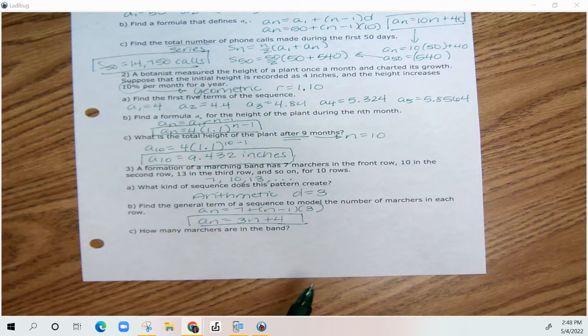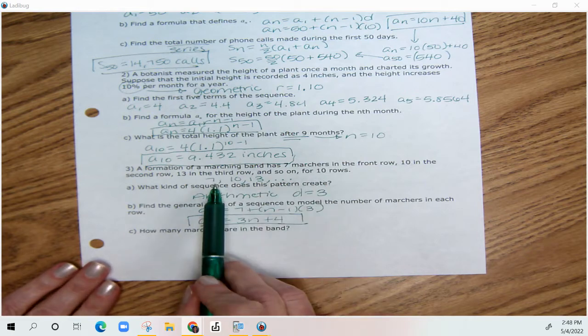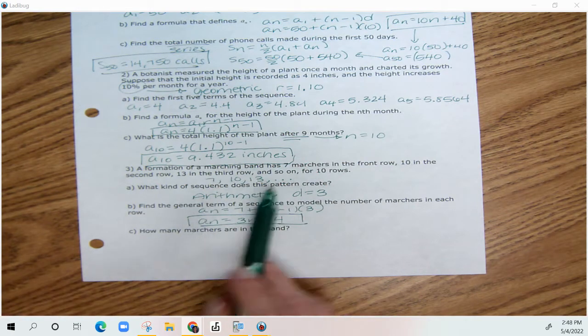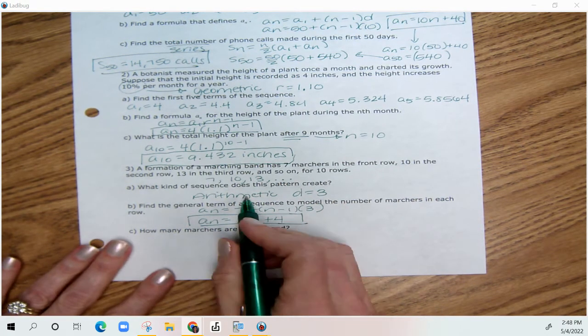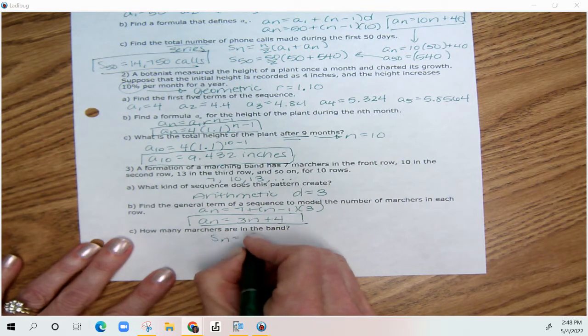Then C says how many marchers are in the band. So in total in the band. So there's 10 rows, and we know how many marchers are in each row. I don't want to know about the number of marchers in an individual row. I want to know all together. So that would indicate that it's a series, and the arithmetic series formula would be used.